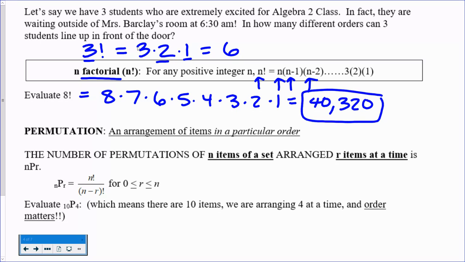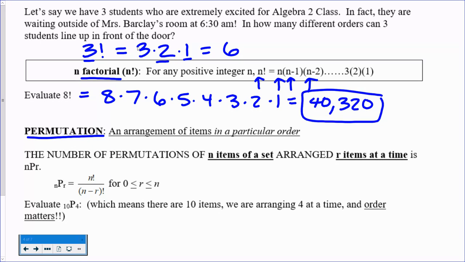So that would be the answer if I said there are 8 students that showed up this morning and all 8 of them lined up. How many options would there be for those lineups? There would be 40,320 options. Okay, these last 2 examples are also considered a permutation.